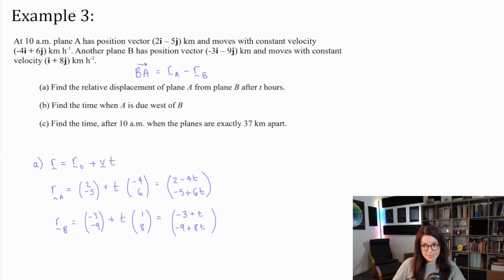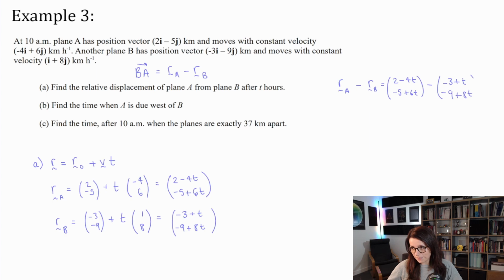We can now go ahead and subtract them. So if we do that, we're going to get rA minus rB, and that's (2 - 4t, -5 + 6t) minus (-3 + t, -9 + 8t), and then just carefully subtract. So it's going to be 2 minus 4t plus 3 minus t, because of that minus in between the vectors, and then -5 plus 6t plus 9 minus 8t. Tidying up gives us (5 - 5t, 4 - 2t).